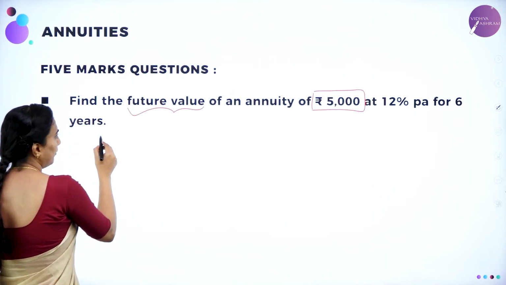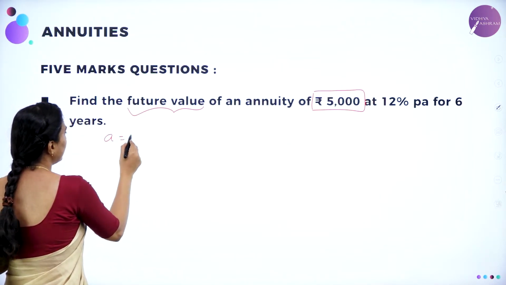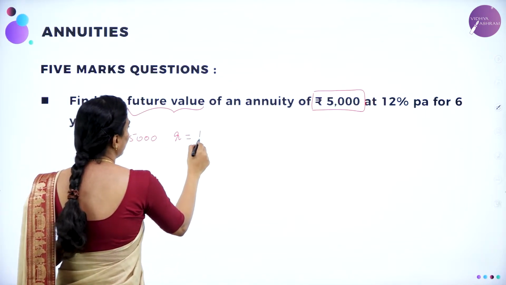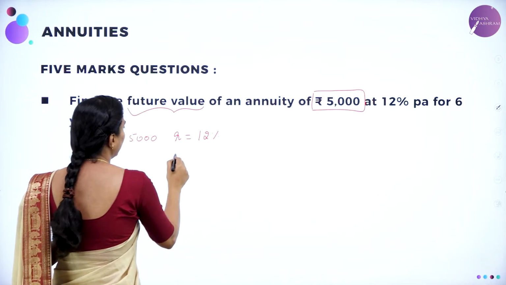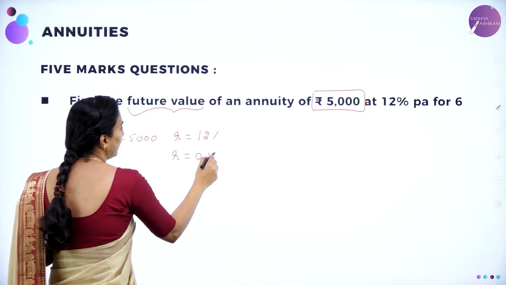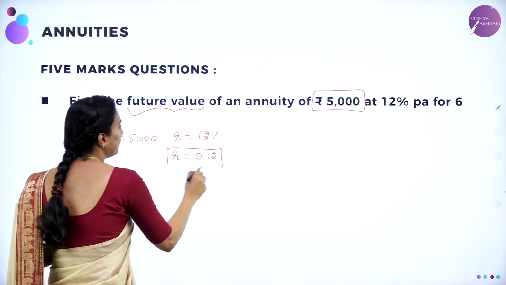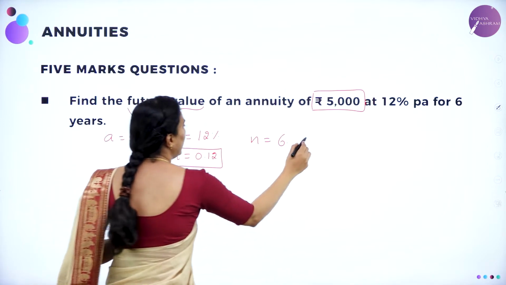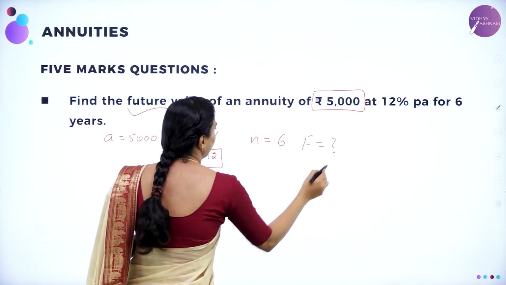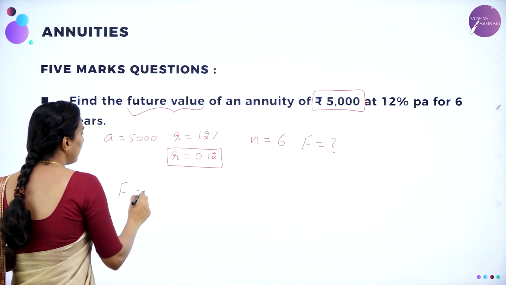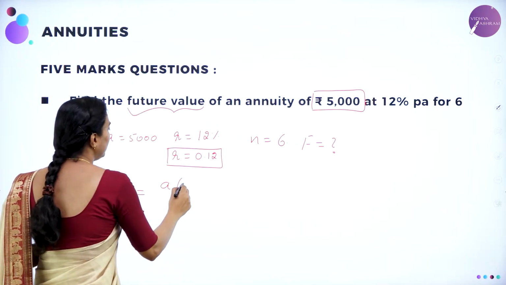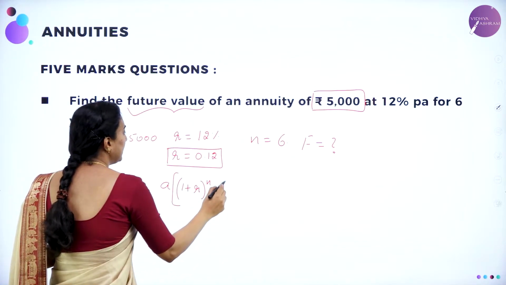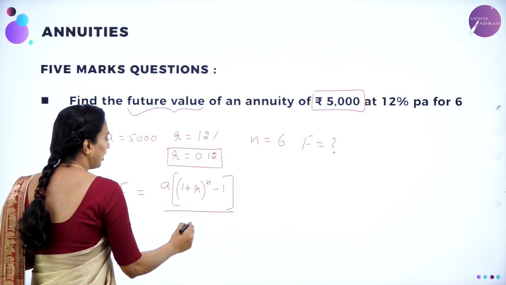Therefore, they have given A equals 5000 and R equal to 12%, which can be converted as 0.12 by dividing throughout by 100. And N is equal to 6 years. So we don't know the future value; we need to calculate it. Now, future value is given by the formula A into (1 plus R) whole to the power of N minus 1, divided by R.